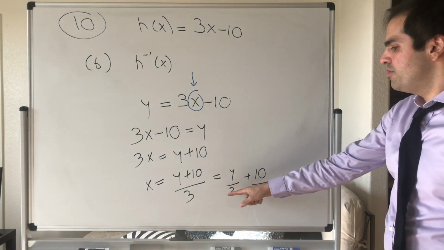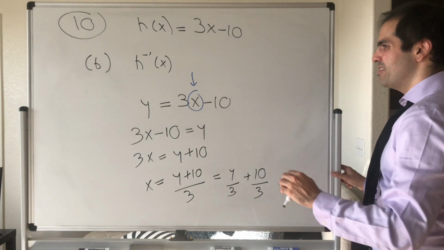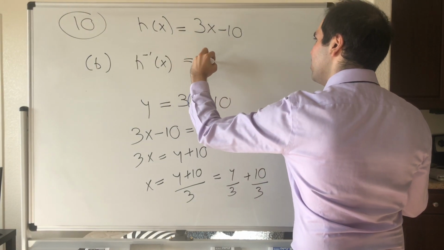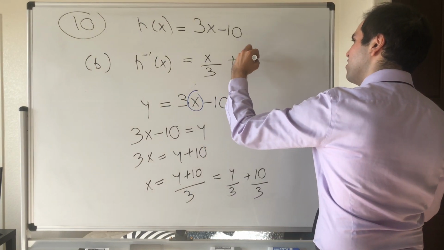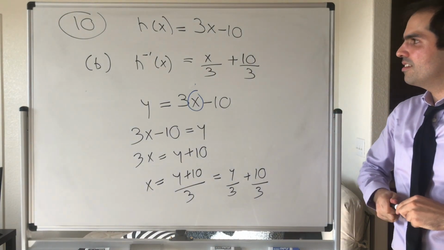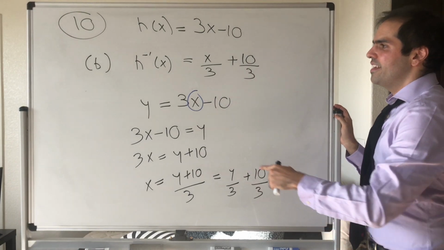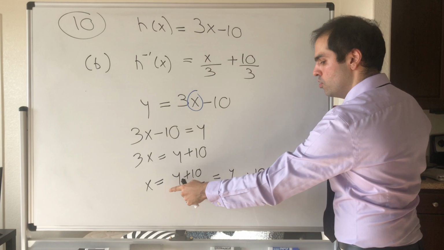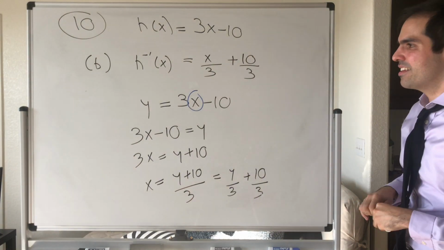So that gives you h inverse of y, but since we want everything in terms of x, we just replace y with x, and we get h inverse of x is x over 3 plus 10/3. And that's the answer. So again, to solve for inverse functions, just set y equal to your function and solve for x. This gives you a formula with y, but then just replace y with x.